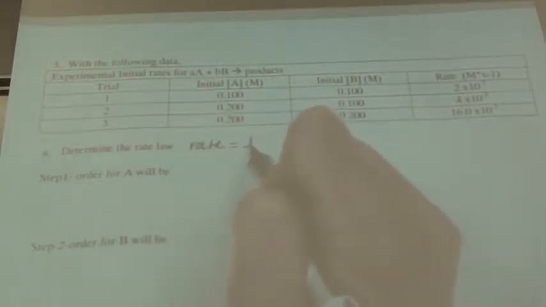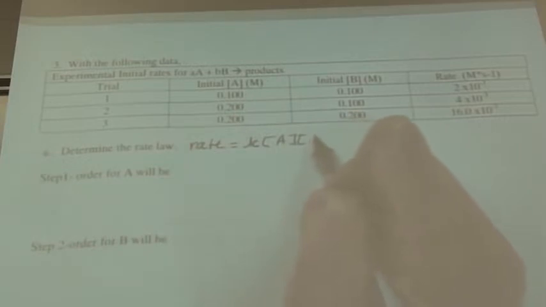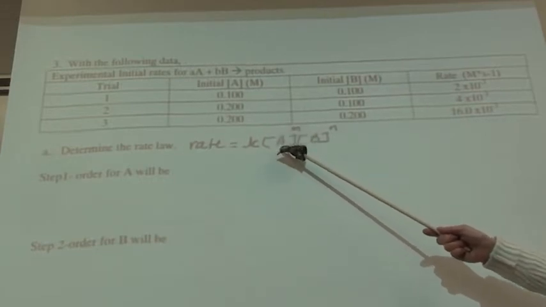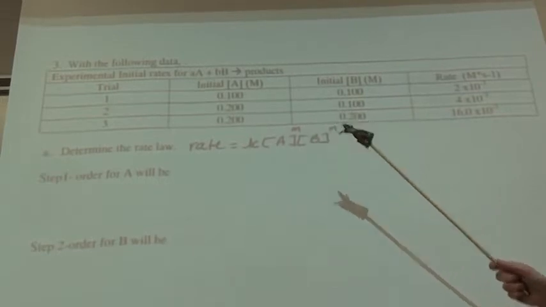The initial rate? Yep, we're doing the initial rate. We always do the initial rate. This is what I got. The rate is equal to a constant times the concentration of A raised to some power times the concentration of B raised to some power.